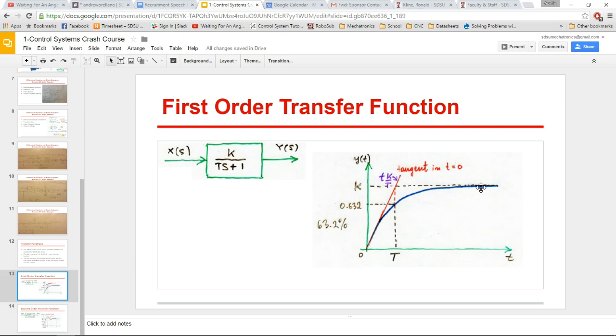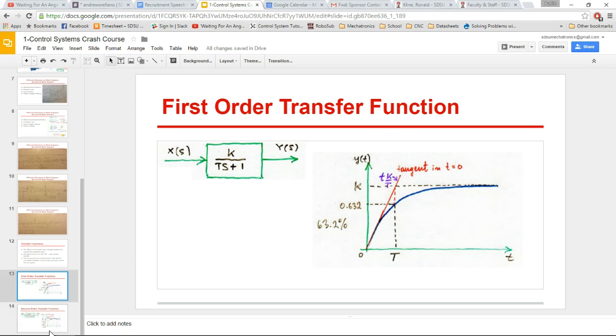And it's always two-thirds of it? The T is always two-thirds. The T is always 63.2%. That's just the magic number. Okay. So this is the information that you can get out of the first order.